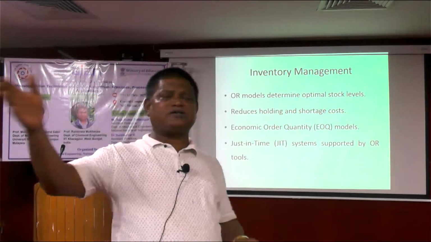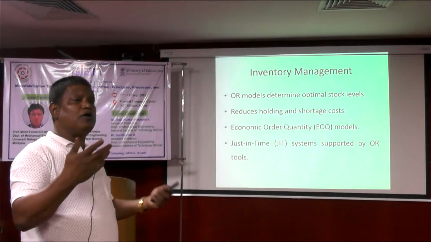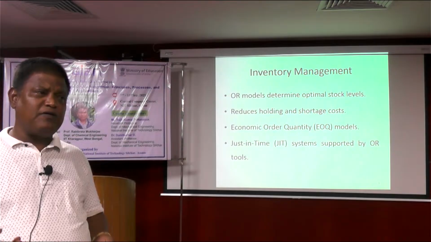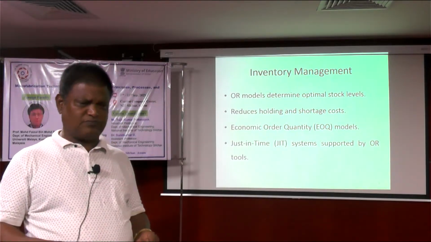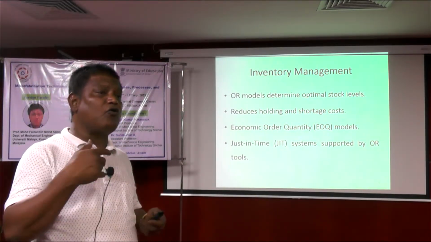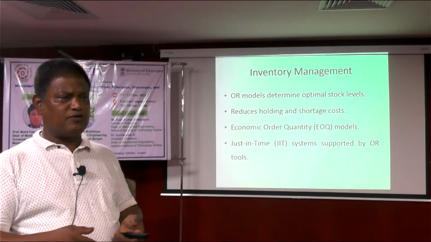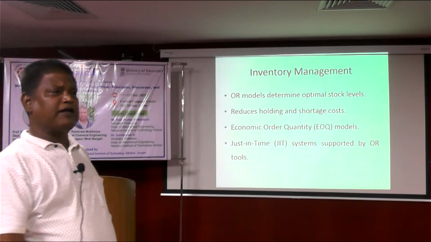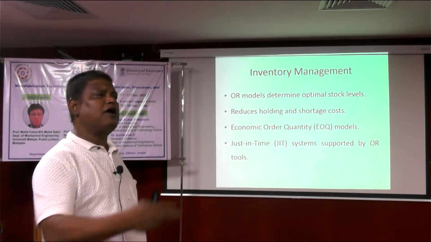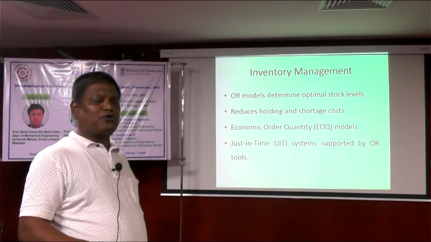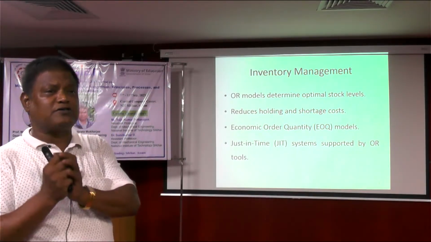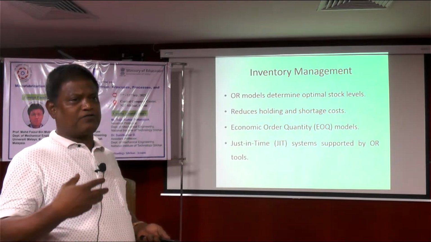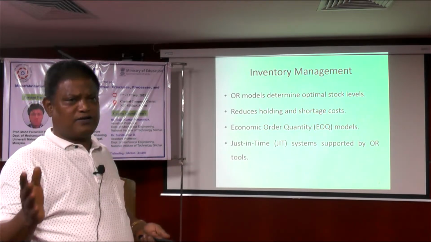You go for quotations, tenders, and whoever quotes the lowest price, you buy from them. So every time you need to spend some money for ordering, that is known as ordering cost. Maybe this time he got the lowest price, I'll buy from him. Next time he got the lowest price, I'll buy from him. So the Japanese concept is a family concept, but the American concept is a hiring and firing concept. If I require, I'll hire. If I don't require, I'll fire.